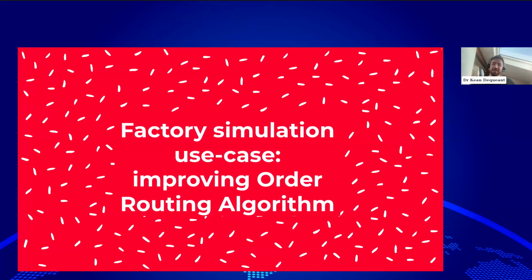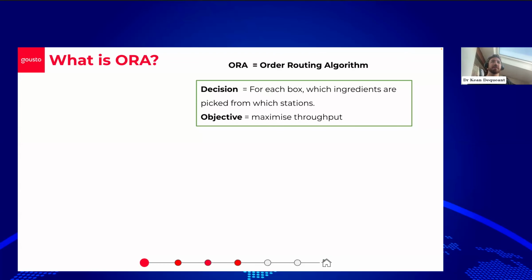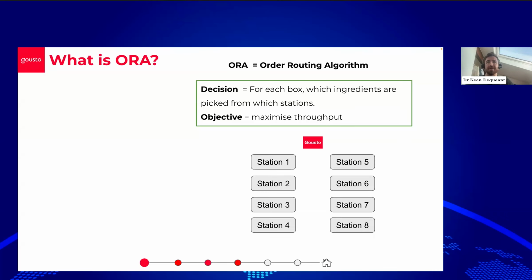So in the last 5 minutes, I can show you one of our use cases, our first main one actually, and how that helped improve the efficiency of a factory. It was about Aura, this routing algorithm that I mentioned before, which decides where each box goes. And the decision is, for each box, which ingredients we pick from which stations. The objective is, of course, to maximize throughput. And it looks like this.